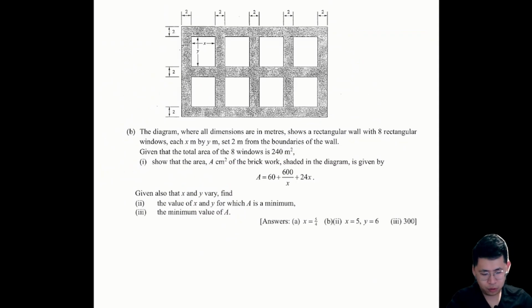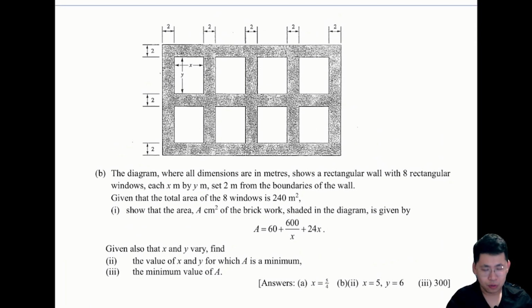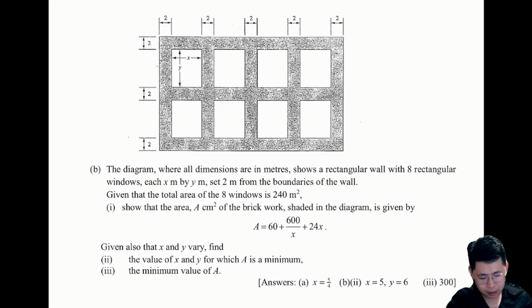Now let's look at question B over here, right? And let's read this slowly, and let's analyze this slowly first, okay? So first and foremost, let's take a look. Now we have this big diagram over here that we haven't made sense of yet, and this diagram where all the dimensions are in meters shows a rectangular wall with 8 rectangular windows. So I'm going to highlight. We have 8 rectangular windows, each of them x by y meters, set 2 meters from the boundary of the wall. So over here, what is going on is I have 1, 2, 3, 4, 5, 6, 7, 8 windows over here. All right. So this is the first thing that I need to take note of.